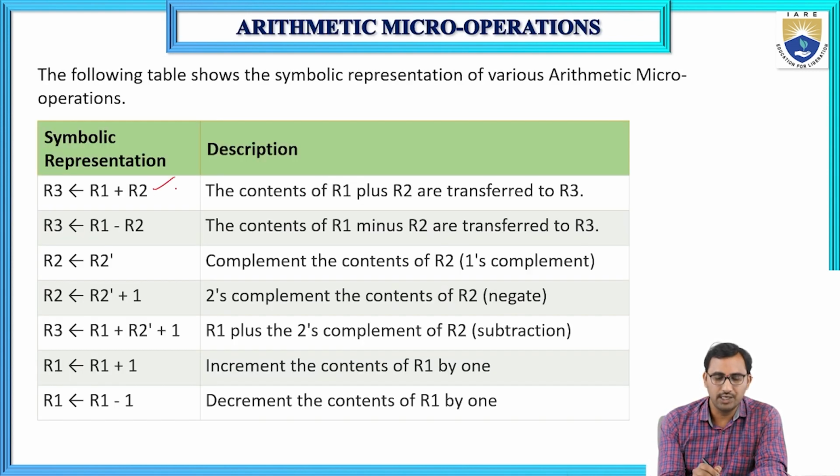So these are addition, subtraction, complement, one's complement, two's complement, subtraction using the two's complement, increment, decrement. These are all the various arithmetic operations. Here the contents of R1 are added with R2. It is an addition. Here the contents of R2 are subtracted from R1. Performing one's complement, performing two's complement. Two's complement is nothing but performing one's complement and then adding 1 to the one's complement. It gives the two's complement.